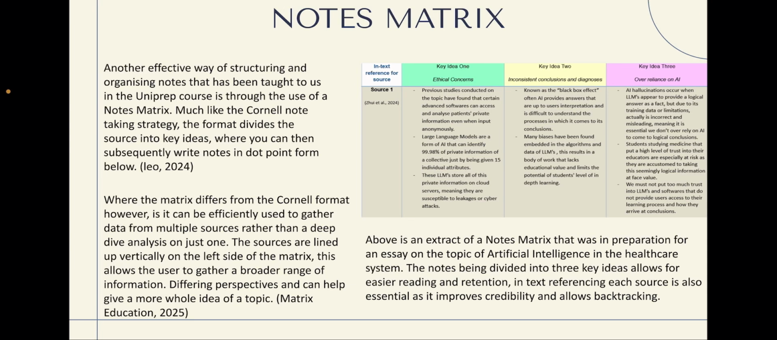Where the notes matrix differs from Cornell format, however, is it can be efficiently used to gather data from multiple sources rather than a deep dive analysis on just one. The sources are lined up vertically on the left side of the matrix. This allows the user to gather information on a broader range of information. Differing perspectives can help give a more whole idea of a topic than just focusing on one source, like the organized notes and the Cornell note-taking strategy.